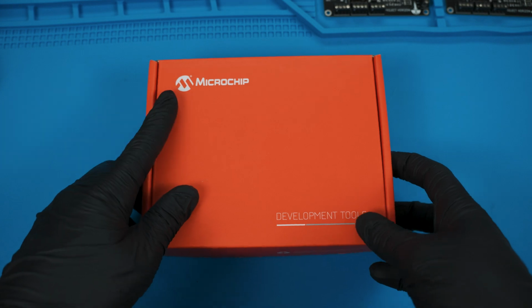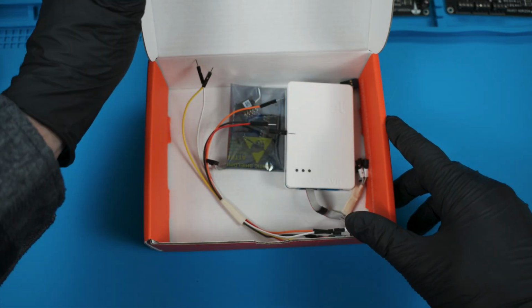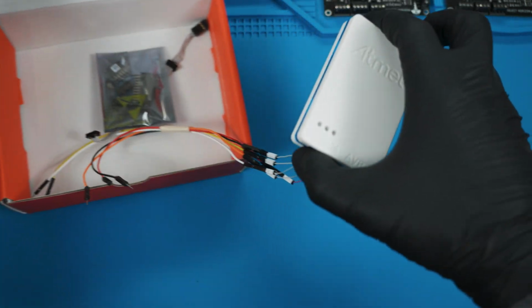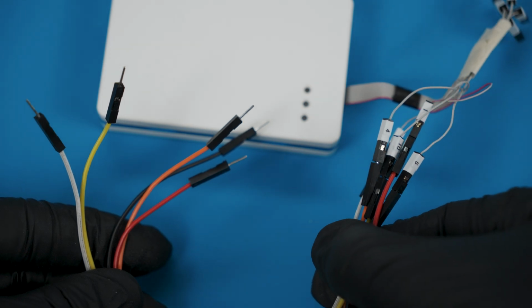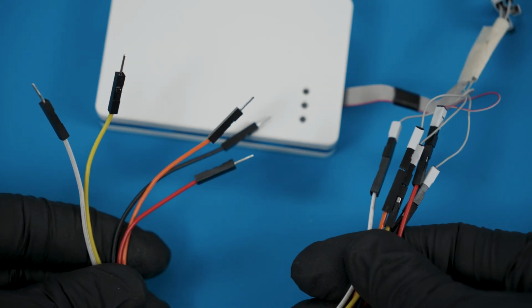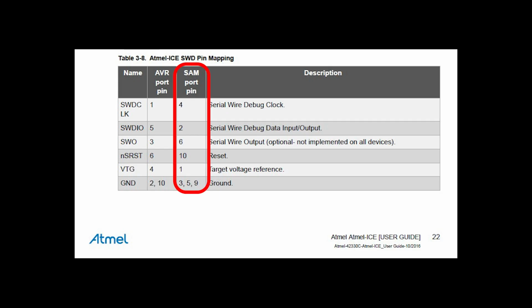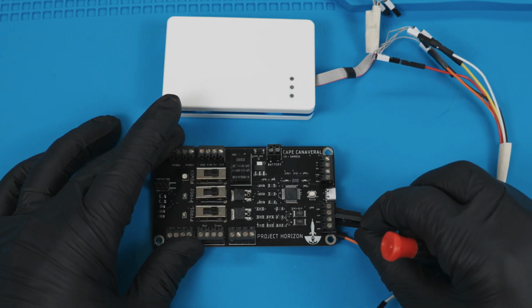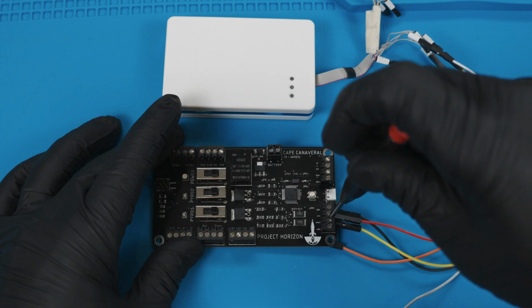All right, now with that all out of the way, we're ready to upload the bootloader. To do that, I'm going to use the Atmel ICE development tool. Then, using the Atmel documentation, I am going to use the SWD and SAM port pinouts and connect those to the corresponding terminal block ports on the board. And now we can flash it.